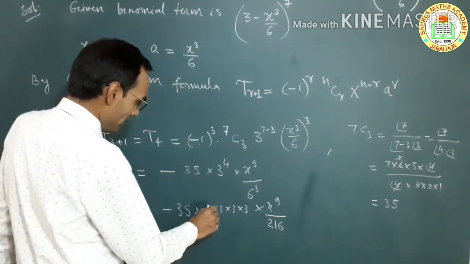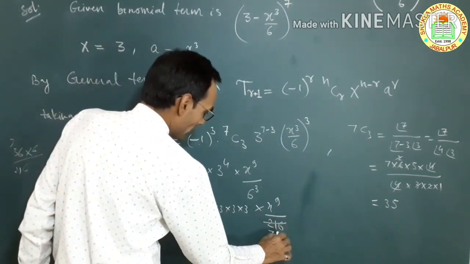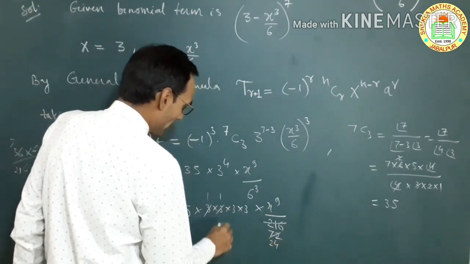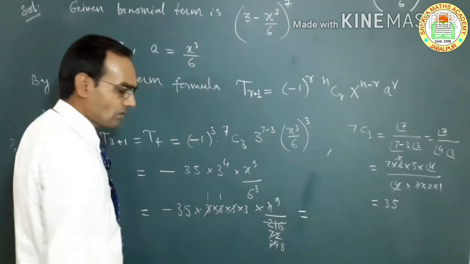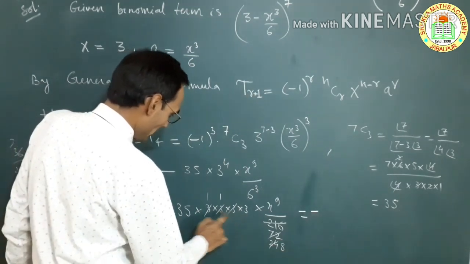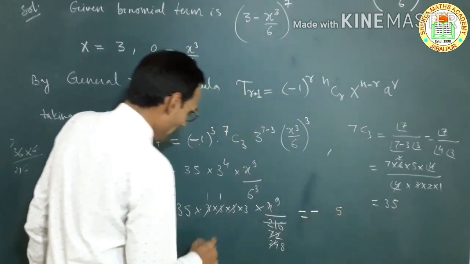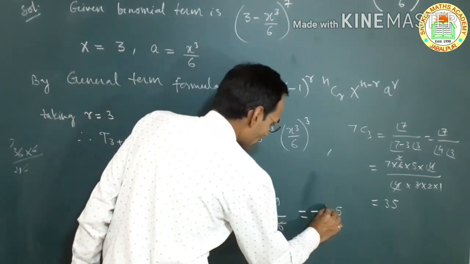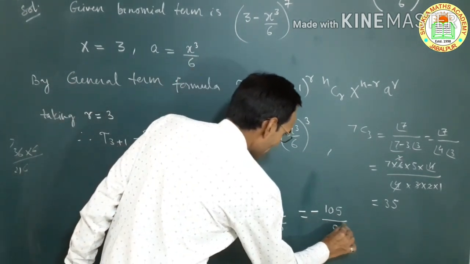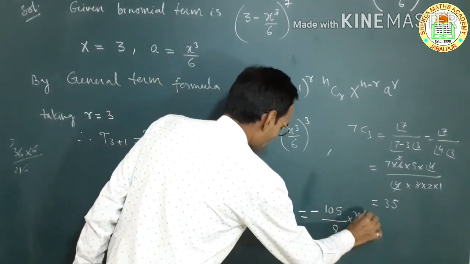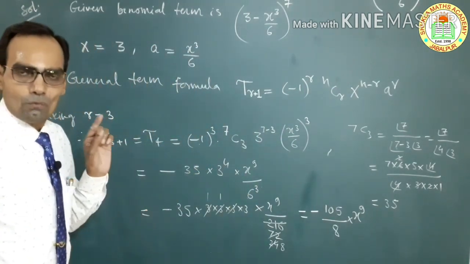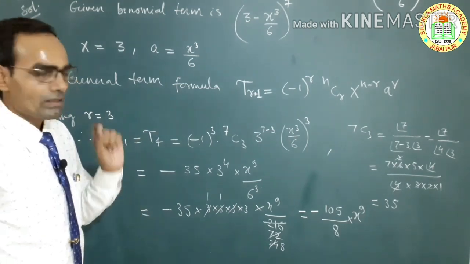Now cross it by 3. 3 1s are 3, 3 7s are 21, 3 2s are 6, and again crossing by 3, 3 1s are 3, 3 2s are 6, 3 4s are 12, and again 3 8s are 24. So it becomes minus as it is, and 35 into 3, 3 5s are 15, that is 5, and 3 3s are 9, so 105, and divide by 8 into x raised to 9. Okay. So this is our required 4th term, which is one of the middle terms of the given expansion.